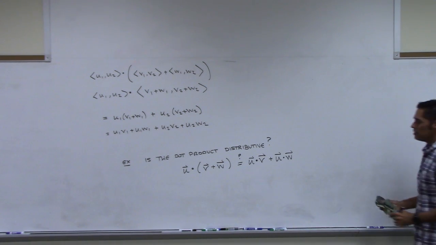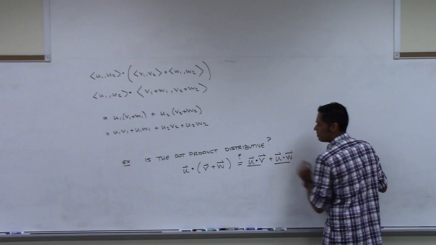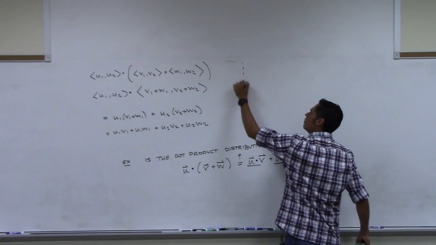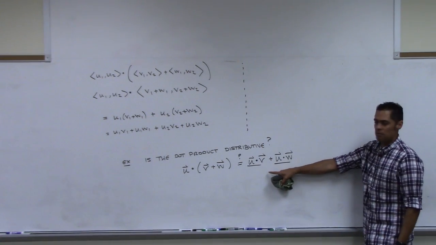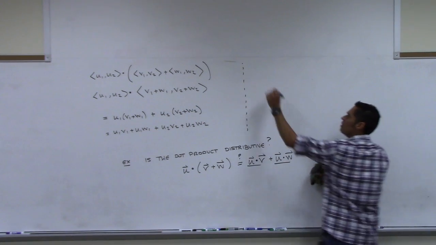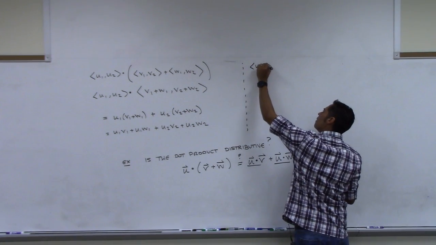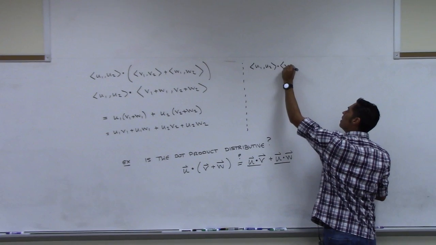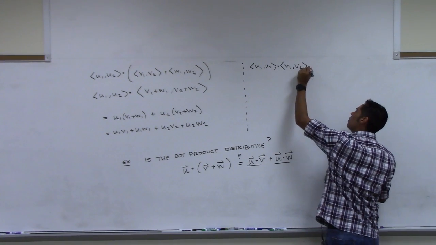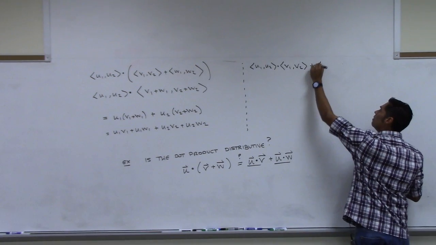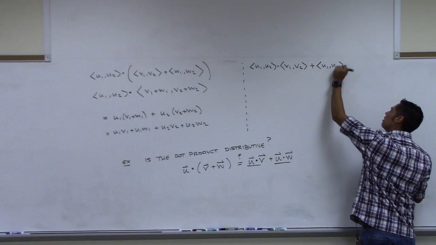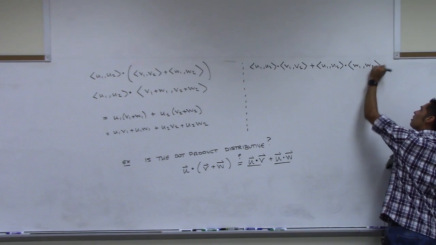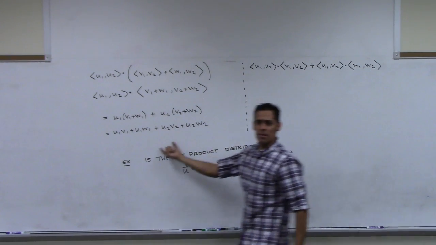The question is, does that equal this, right? Does that equal this? So let me do this now. Let's look at the right side. What is this? That's U1, U2 dotted with V1, V2, plus U1, U2 dotted with W1, W2. What I'm going to do is work this side out and see if it's equal to this.